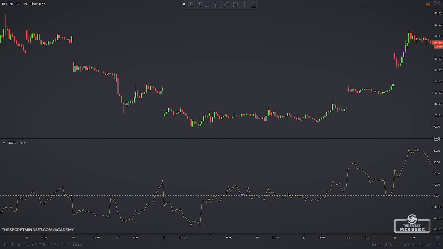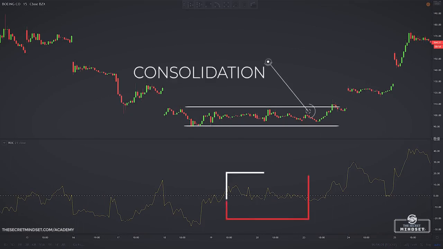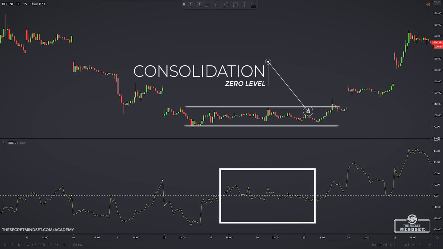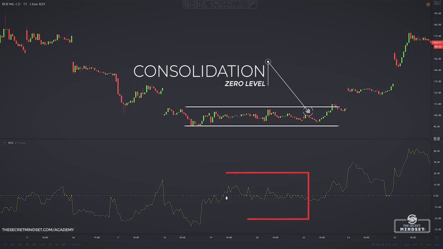When the price is consolidating, the rate of change will move near the zero level. In this case, it's important to watch the overall price trend, since the rate of change will provide little insight except for confirming the sideways movement.